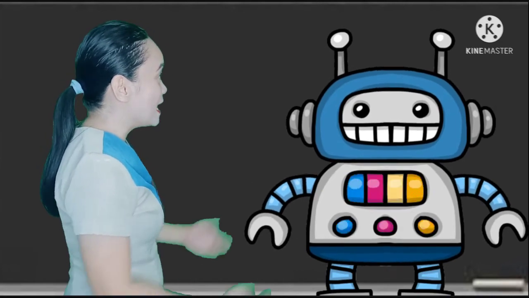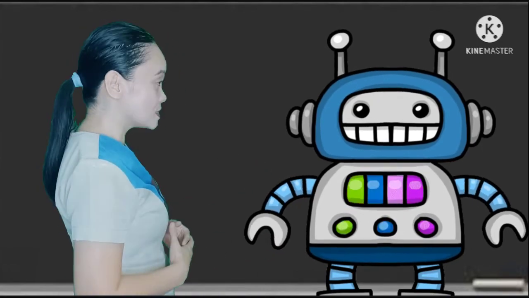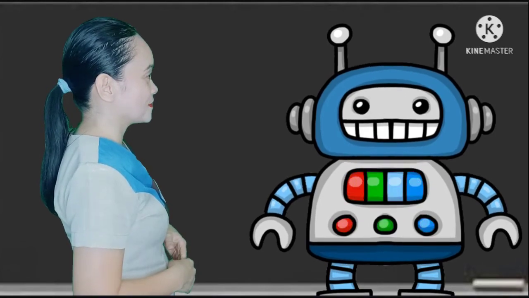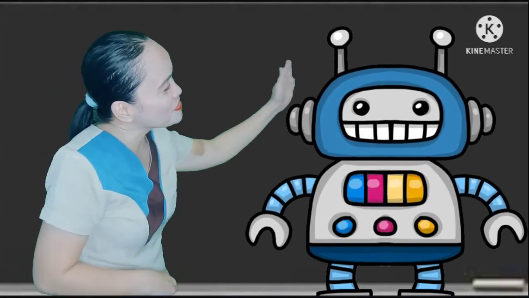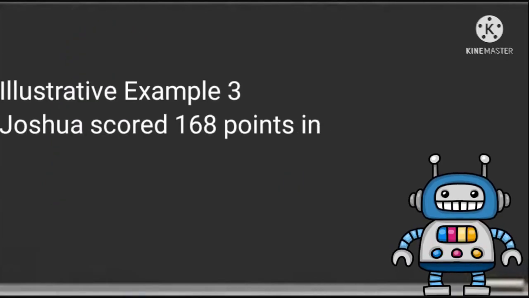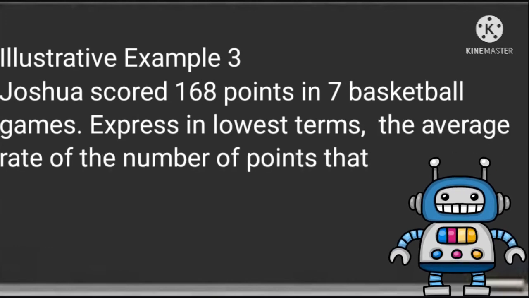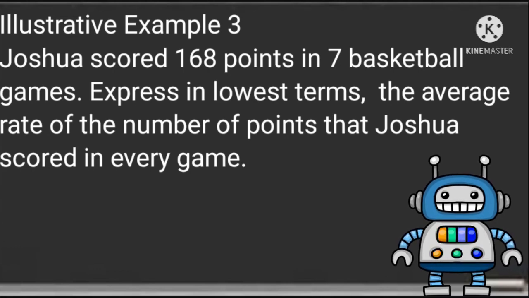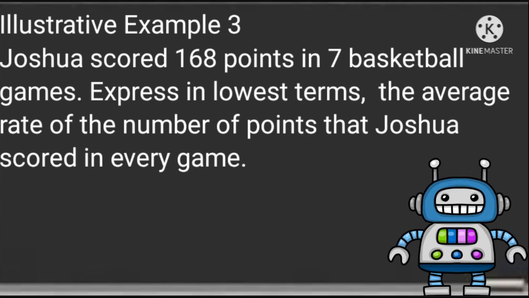Mathibot, can you help me discuss illustrative example 3? Great! Big thanks, Buddy Mathibot. Illustrative example 3. Joshua recorded 168 points in 7 basketball games. Express in lowest terms the average rate of the number of points that Joshua scored in every game.